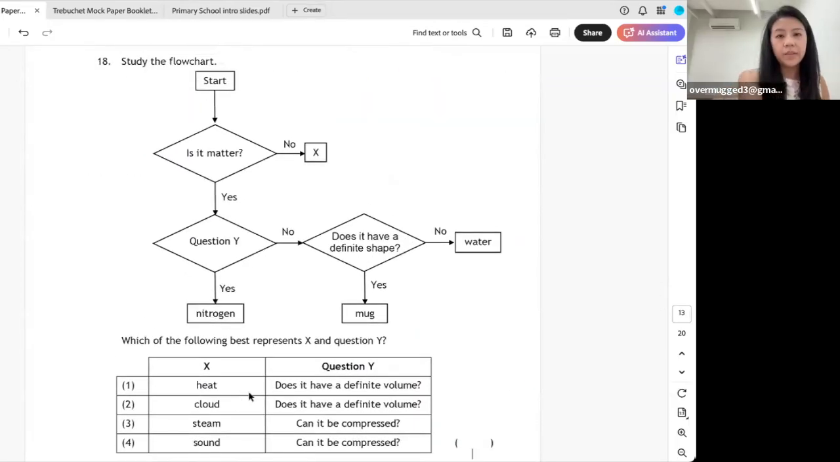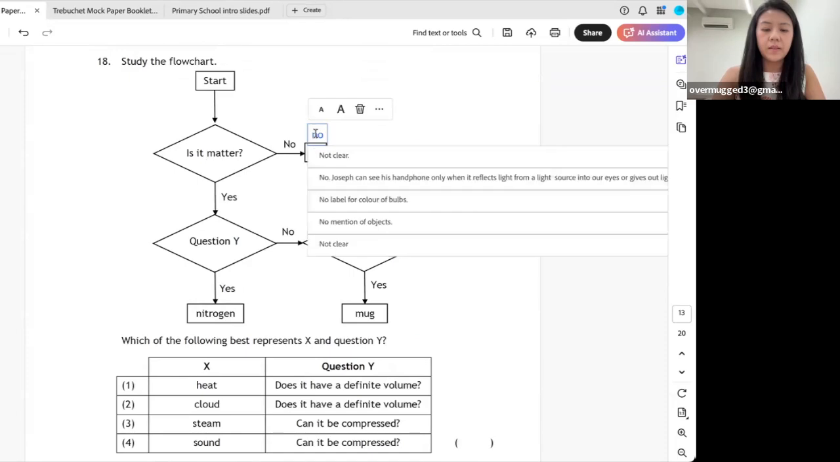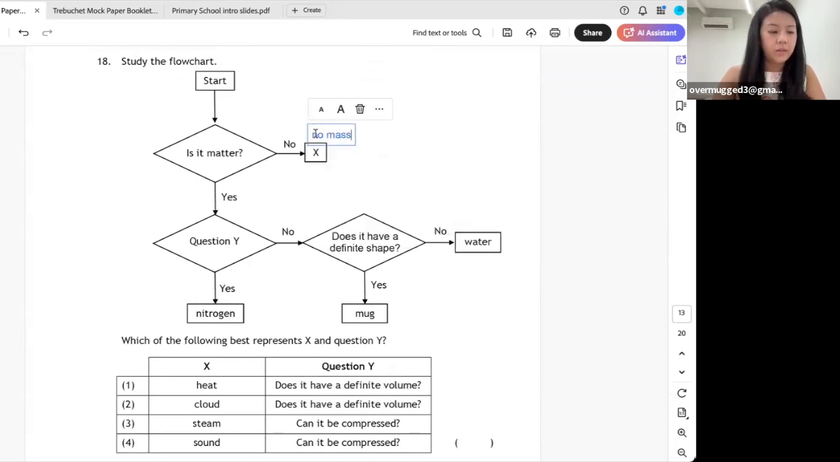Question 18. We have got a flow chart. You can see straight away we are looking at the topic on matter. So the first question asks, is it matter? And we say no for X. X would be a non-matter, which means it has no mass and it doesn't take up space. Okay, so it's good to annotate this down.